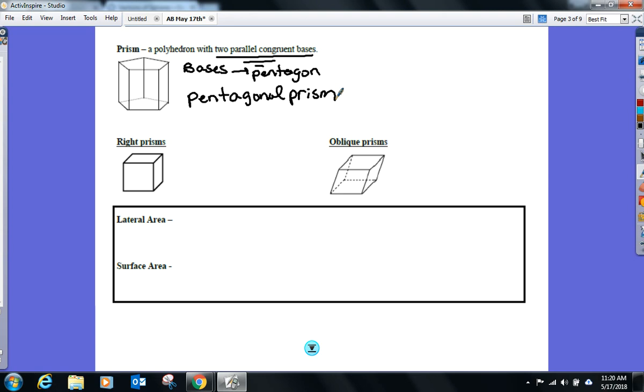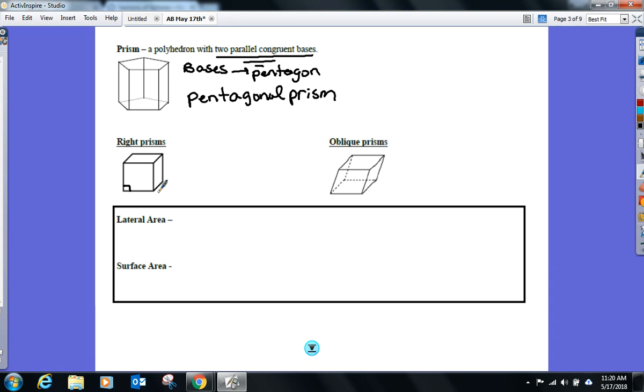Two types of prisms. A right prism, this is what we're going to be dealing with most of the time. A right prism just shows you that the edges are perpendicular to each other. That's what a right, versus an oblique prism, it's got a kind of slant to it. We really won't be working with any oblique prisms. But right prism, the edges are perpendicular.